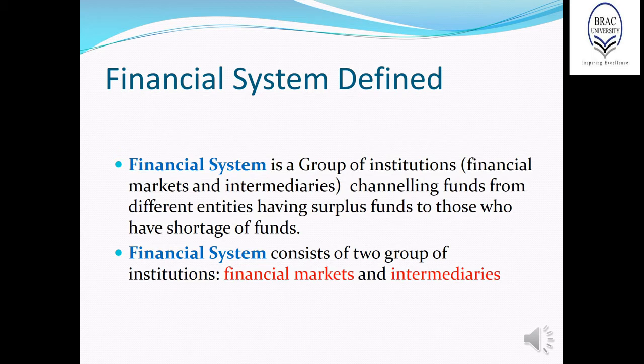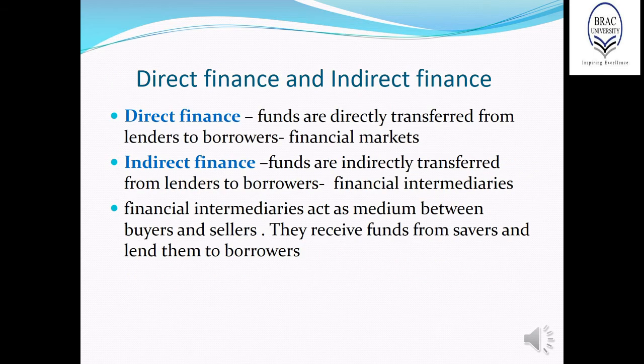We have also seen that the financial system consists of two groups of institutions, the financial market and the financial intermediary. When we refer to the financial market, we talk about direct financing, because in this market funds are directly transferred from the lenders to the borrowers.